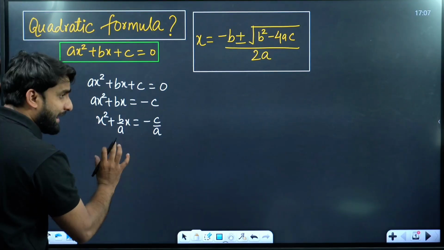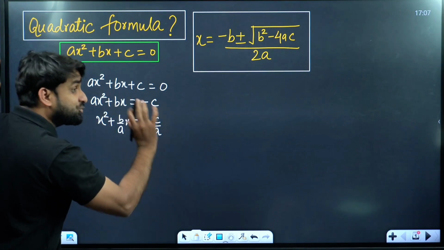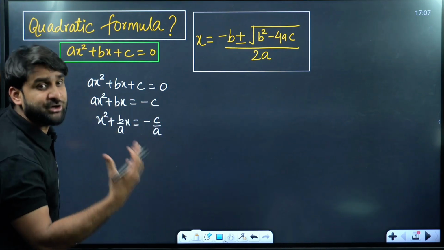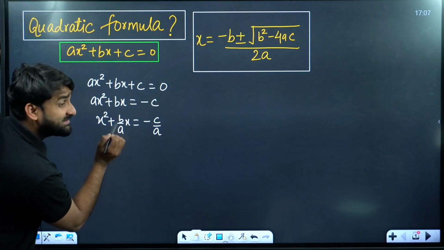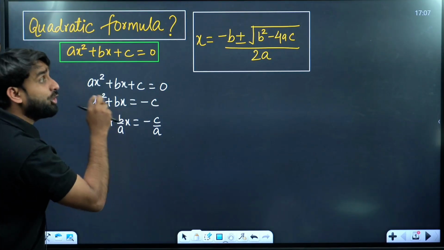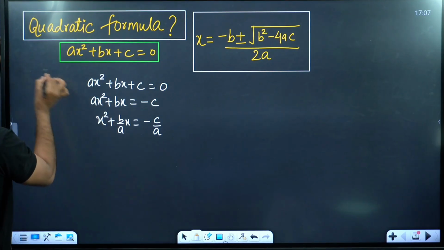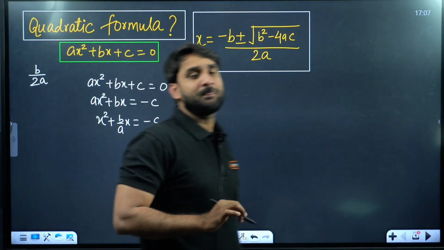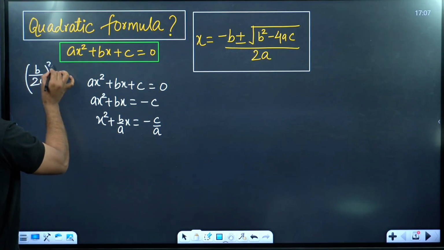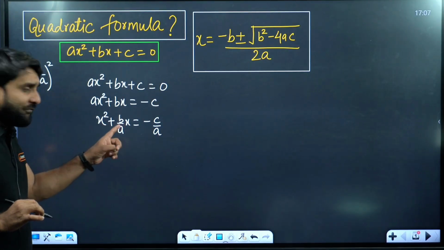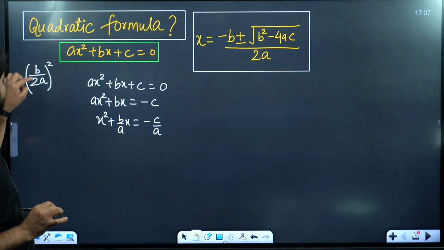Now what we have to do? We have to add the square of half of the coefficient of x. What is the coefficient of x? The coefficient of x is b by a. So what will be half of b by a? Half of b by a will be b by 2a, and we take its square.